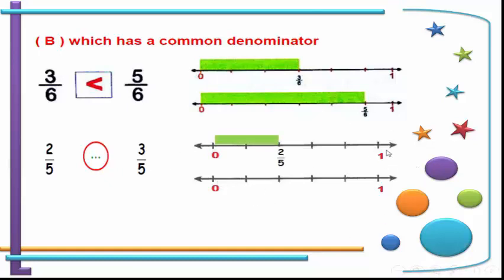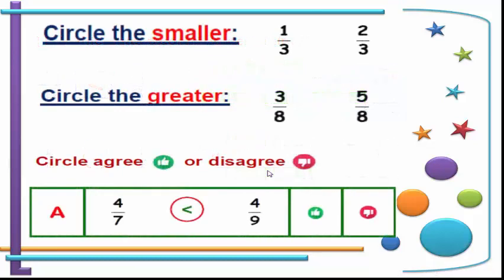Okay. It's the same number line. 5 equal parts. 1 over 5, 2 over 5, 3 over 5. Shade. So is 2 over 5 more than, less than, or equal to 3 over 5? Yes, it's less than. Circle the smaller.